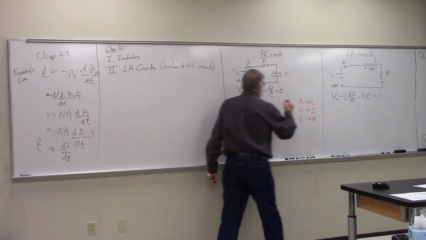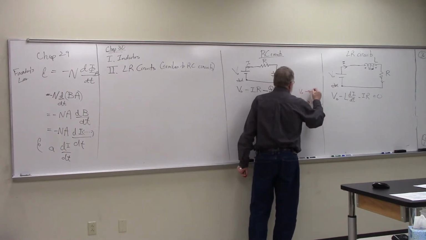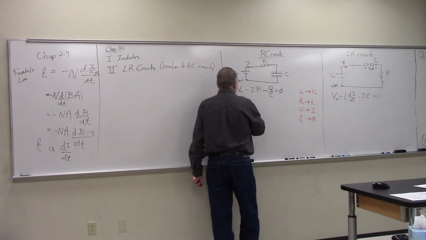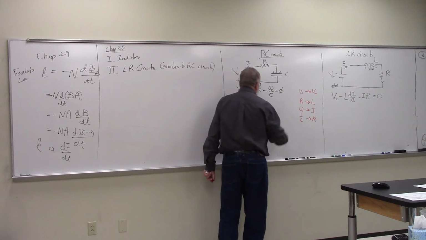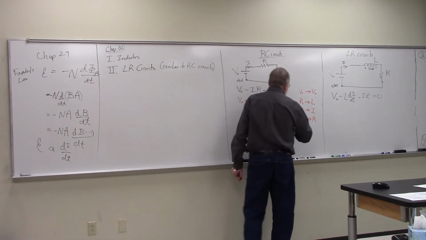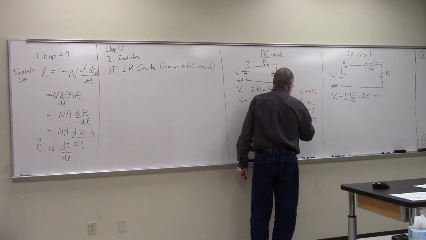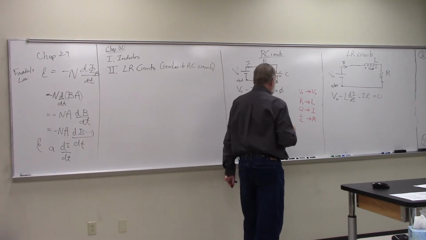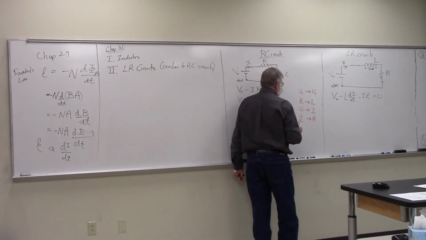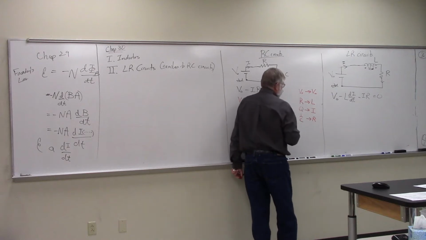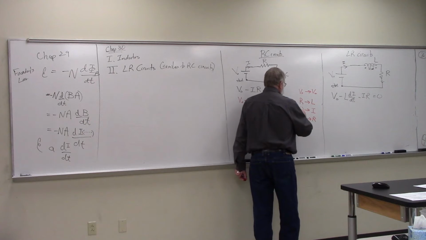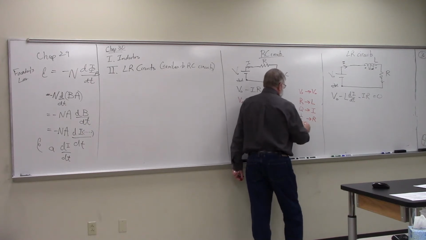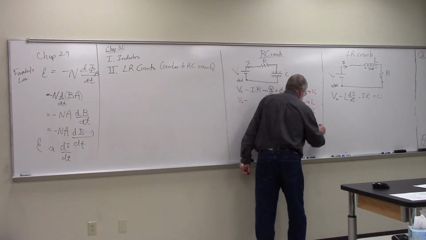I'm going to leave V0 alone. So this equation becomes V0 minus I. Well, what happened to I? Let's see. Q went to I. How does Q relate to I? Time derivative. So Q got differentiated and turned into I, and I got differentiated and turned into dI/dt.